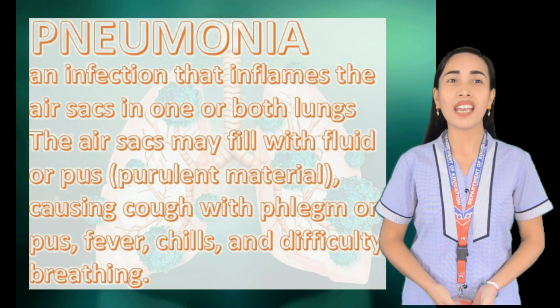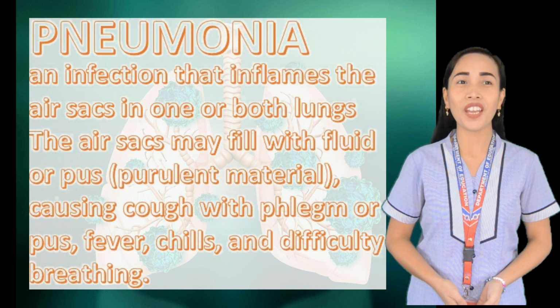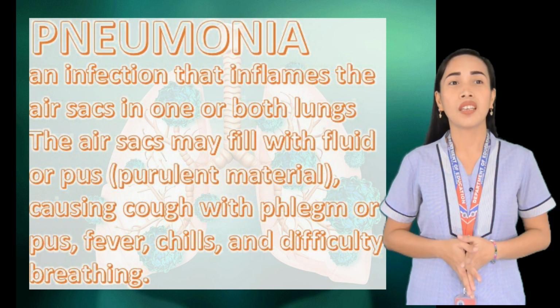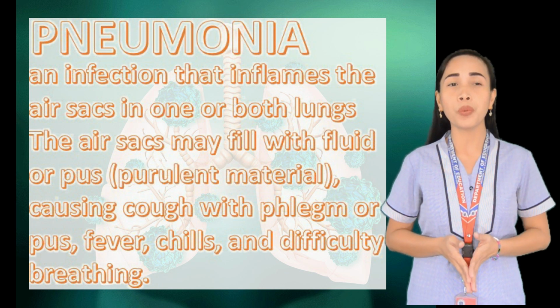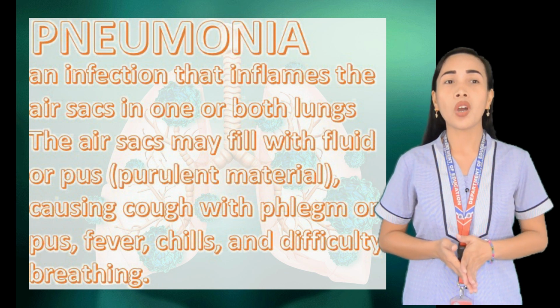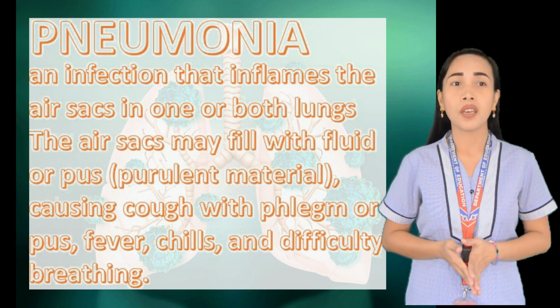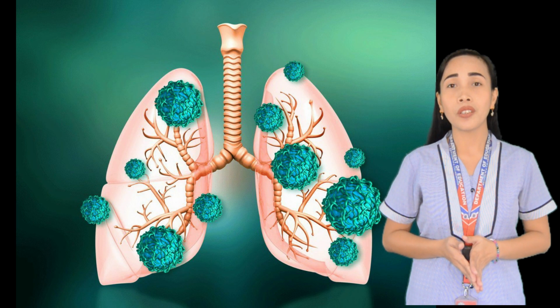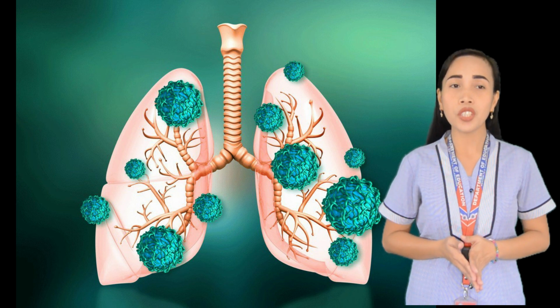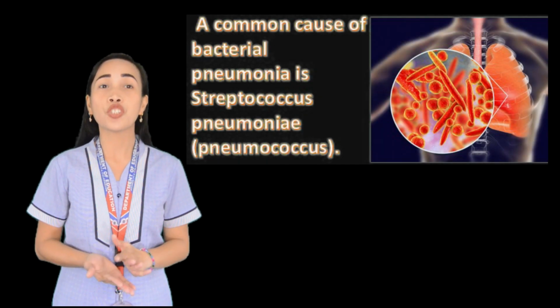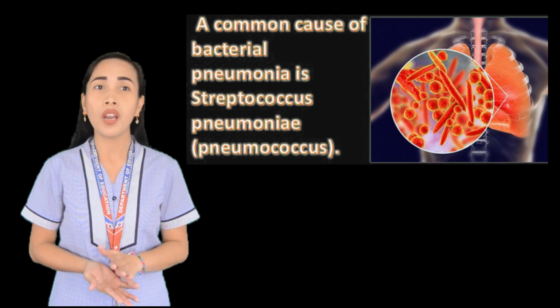Now, let us discuss pneumonia. It is an infection that inflames the air sacs in one or both lungs. The air sacs may fill with fluid or pus, which we call purulent material, causing cough with phlegm or pus, fever, chills, and difficulty in breathing. Viruses, bacteria, and fungi can all cause pneumonia. A common cause of bacterial pneumonia is Streptococcus pneumoniae, or pneumococcus.